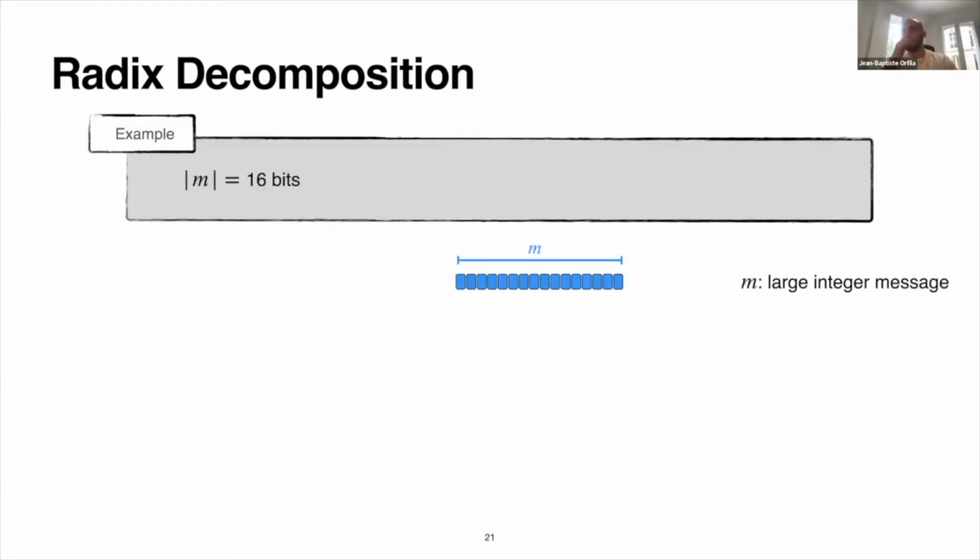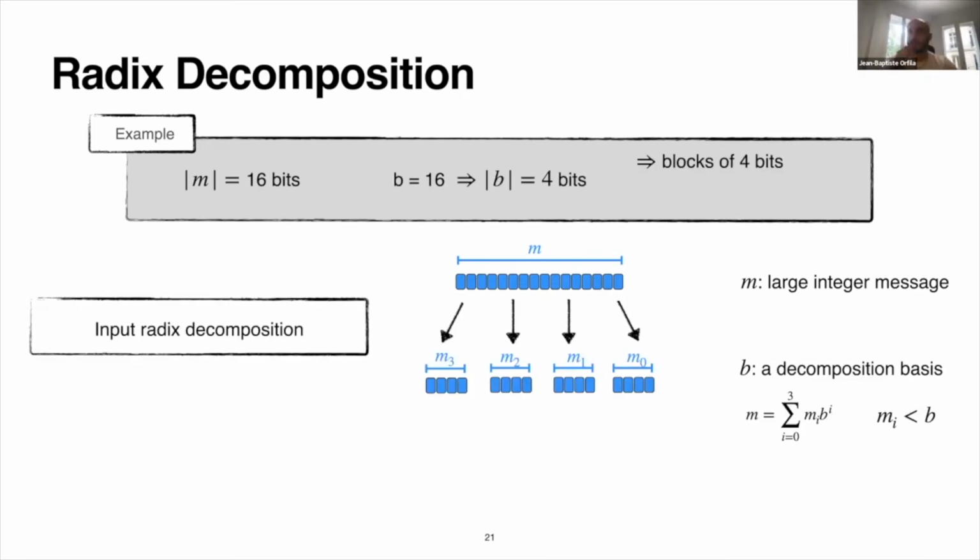For the Radix decomposition, let's start with a message which is over 16 bits. The idea will be to split the message into many parts. In the case of the Radix decomposition, we choose a basis to do the decomposition. Radix decomposition is very common. We are used to working with a basis equal to 10 in real life. Our computers are used to working with a basis equal to 2, for instance. So this is a very common way to decompose the thing.